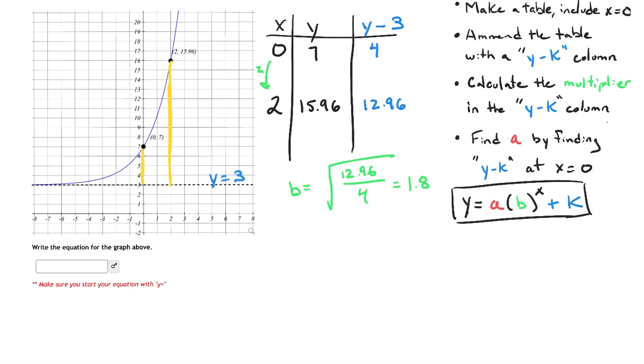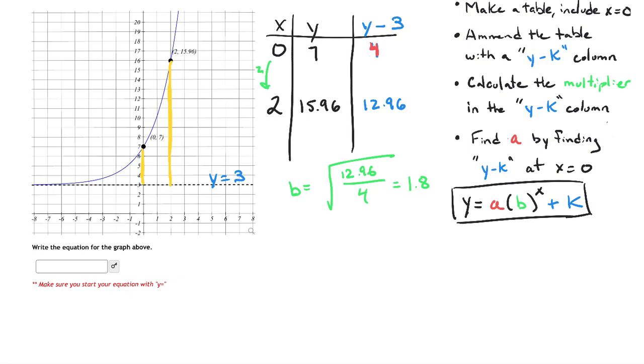So we now have our multiplier. We also actually already know our a value as well. This a value is always going to be in your amended column at x equals 0. So we were already given the 0 output. Now we need that 4. And from that information, we know our k, our a, and our b, the multiplier.